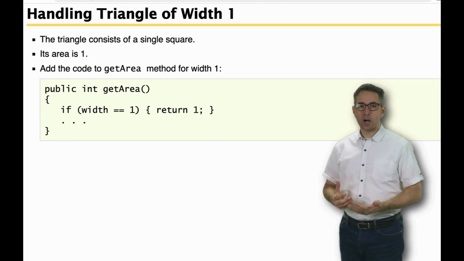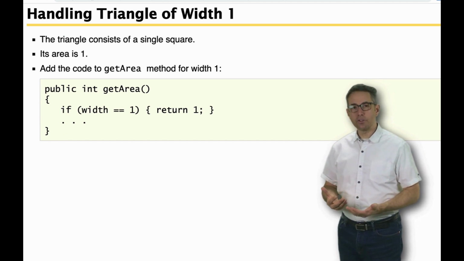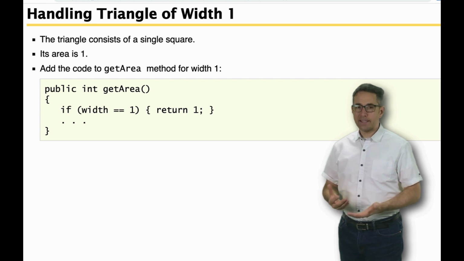The easiest case to solve is when we have a triangle whose base is a width of 1. That's easy because it's the base case. We know what a width 1 triangle's area is. It's 1. And so we're going to make a special case out of that.